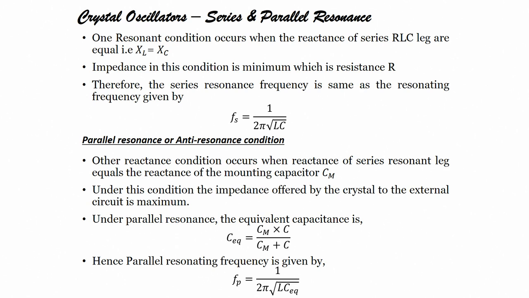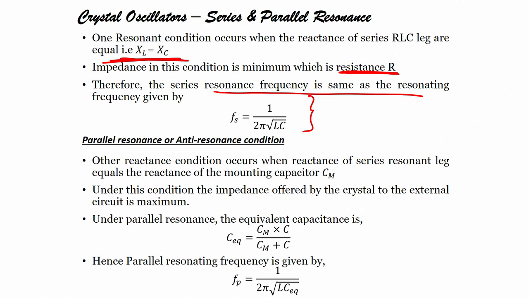Now, let us see another thing. Once the resonant condition occurs, when the reactance of the series RLC leg, XL equals XC, then resonance will start occurring. Impedance in this condition is minimum, which is resistance R. Therefore, the series resonant frequency is the same as the resonant frequency given earlier. Once the resonance condition occurs, XL will be equal to XC, and the impedance R would be minimum, obviously. So the series resonant frequency is equal to the resonant frequency of the oscillator. That is why the formula for series resonant frequency is the same as we have seen earlier.